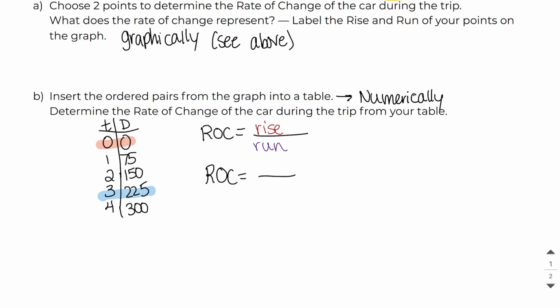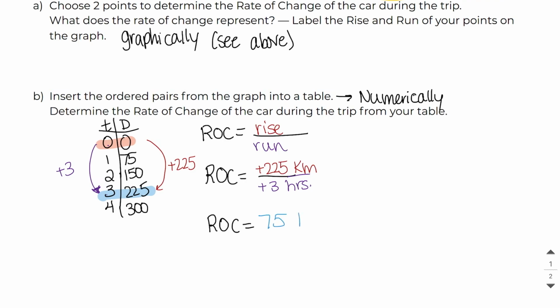How much did the y go up by? Well, it went from 0 to 225, so this went up by 225. So my rise is 225 kilometers. And then my run right here is how much the x went up by, or the t in this example. And it went from 0 to 3, so it went up by 3, and the time is being measured in hours. Now, when I divide 225 by 3, I end up getting 75. So we can say that this is 75 kilometers per hour.